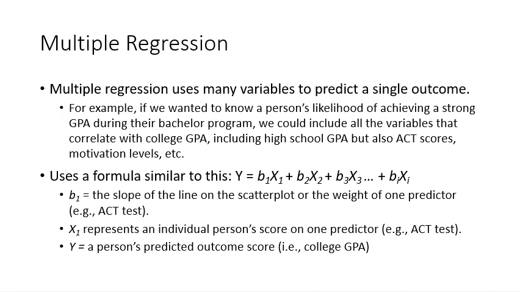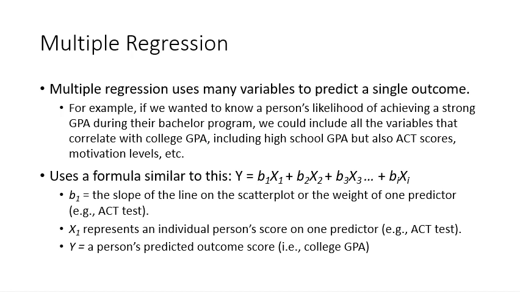This is, again, that simplified version of the formula. College grade point average is equal to the slope of the first variable we enter times that score. So maybe the slope of high school grade point average times high school grade point average. We would add to that the slope for the next variable, let's say the ACT test. So as the ACT points go up, how much does college grade point average go up? And then we'd use a person's individual score.